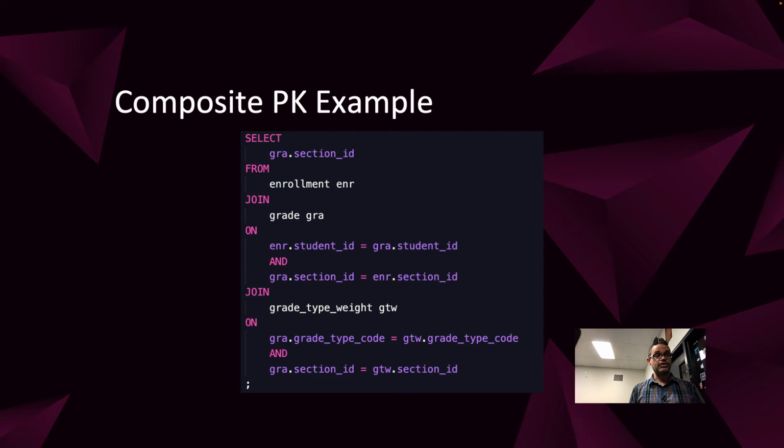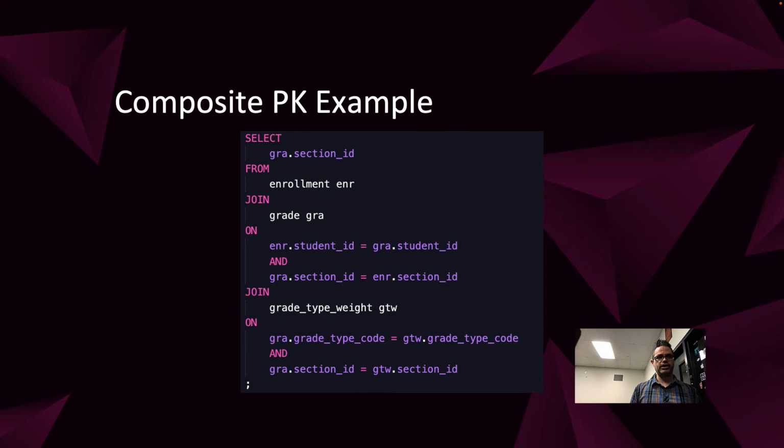And for the second half of that primary key pair, I have the GRA section ID is the same as ENR section ID. So again, it doesn't matter what order I do the primary key foreign key relationship as long as I order the correct values together. Then the third table I'm going to join that to is the grade type weight, and then GTW. I don't want to use GRA because I've already used that for grade, but GTW is also very easy to explain what I'm working with for an alias.